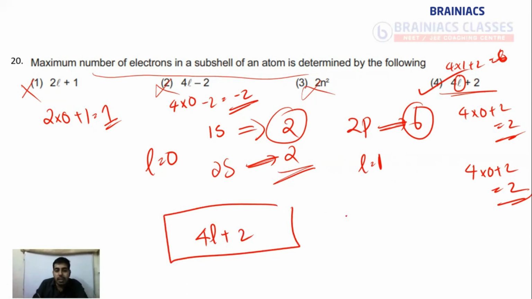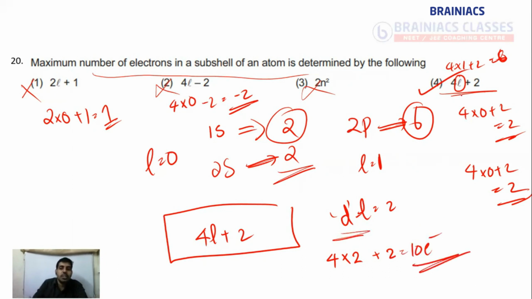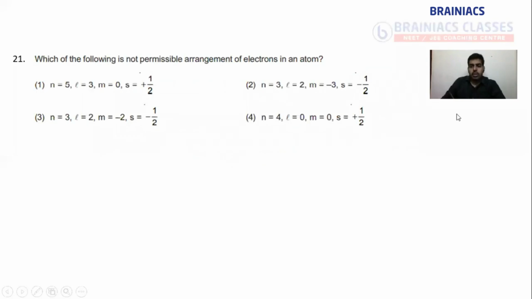For example, for d orbital, l value is equal to 2. So number of electrons is 4 into 2 plus 2. 4 into 2, 8 plus 2, 10 electrons. We know that the d subshell can accommodate a maximum of 10 electrons. So this is the right answer. I think it's clear. Moving on to the next question. So moving on to question number 21.